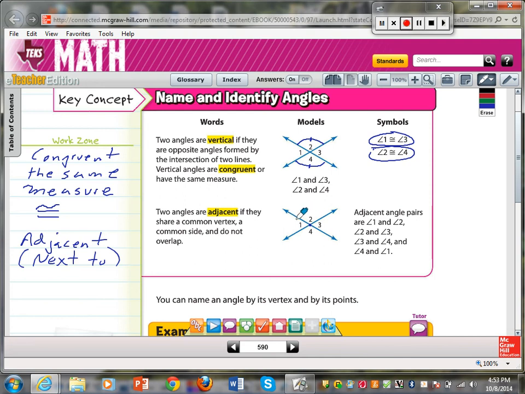The same thing with 2 and 3. They're next to each other. Same thing with 3 and 4, and then the same thing with 1 and 4. So you can see it right here, adjacent angle pairs: angle 1 and 2, angle 2 and 3, angle 3 and 4, angle 4 and 1. Now, from now on, as you can see, that little symbol is going to stand for angle. It's just a shorter way of writing the whole word when we could just write this little symbol meaning angle.